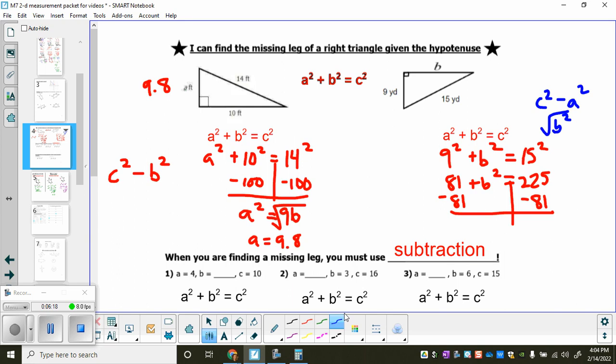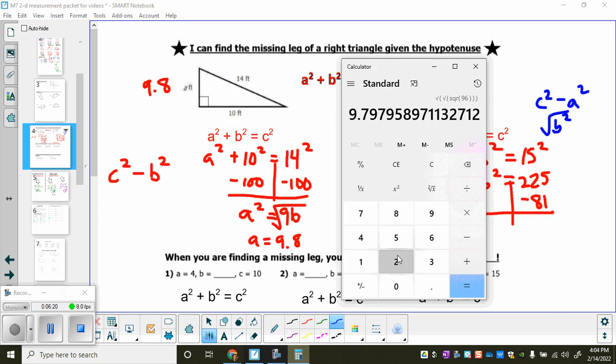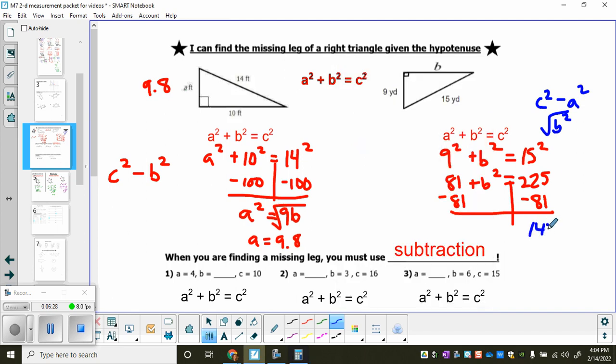So here, when we do 225 minus 81, that's me doing C squared minus A squared. I get 144. So B squared is 144. Now if B squared is 144, to find B, I'm going to take the square root of that, and we get 12. So this right here has to be a 12 yards.